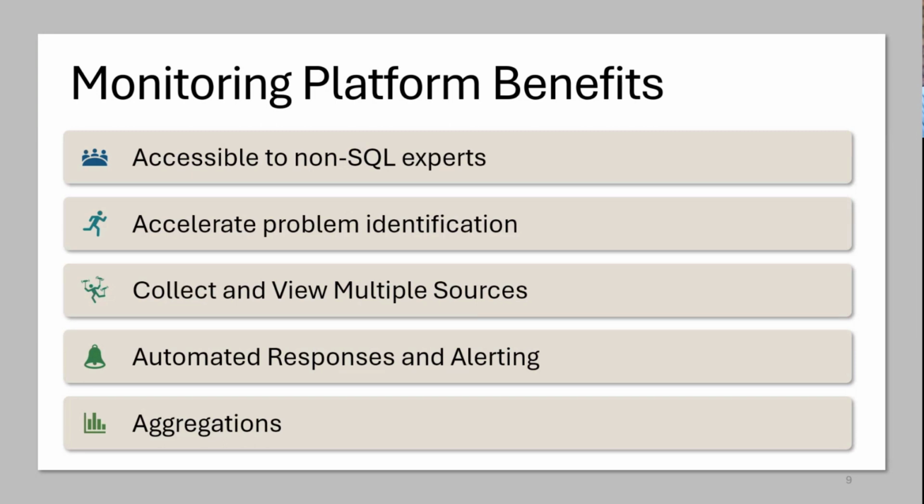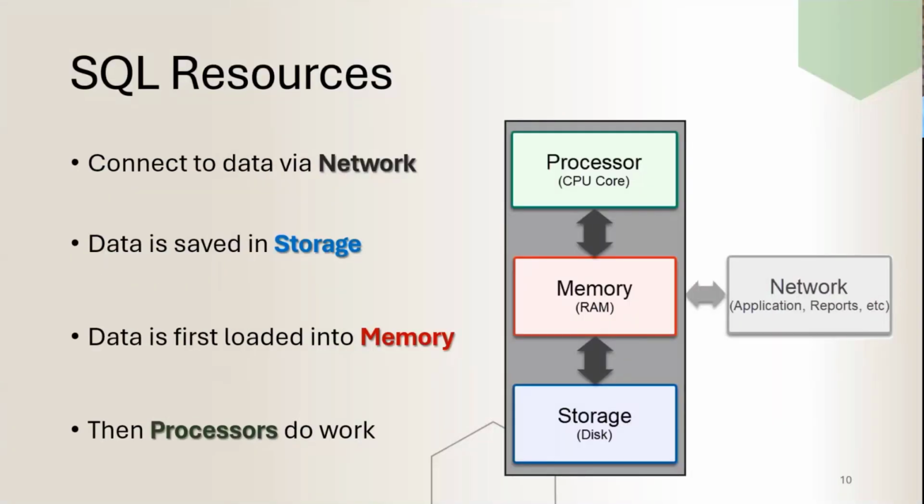Those systems also have automated responses and alerting possibilities. So you could get emailed or some sort of other notification, or some sort of automatic way to respond to the system, or aggregations. And this is a big one for me because the raw numbers out of some of the metrics aren't necessarily as user-friendly. So being able to do some aggregations is very helpful. But let's talk about the resources.